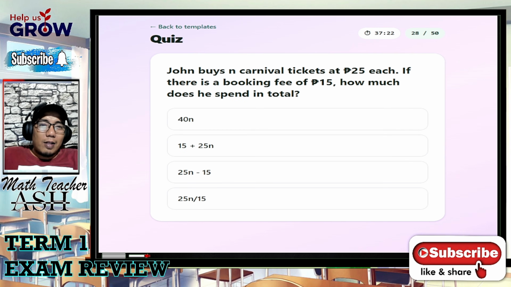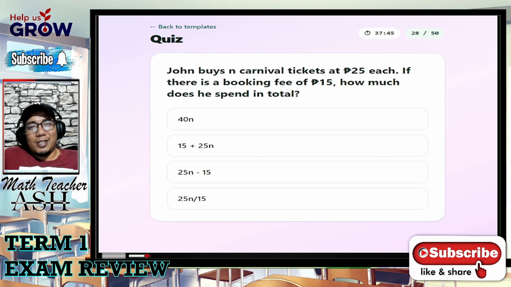So now let us go to question 28. John buys n carnival tickets at 25 pesos each. If there is a booking fee of 15 pesos, how much does he spend in total? Is it 40n? Is it 15 plus 25n? Is it 25n minus 15? Or is it 25n over 15? What do you think is the answer?